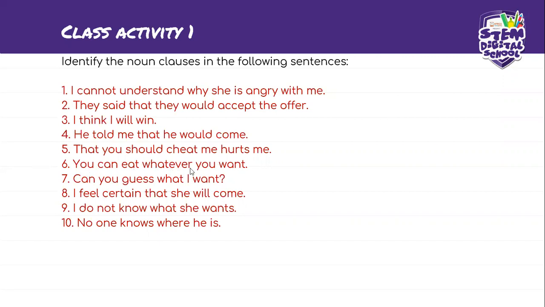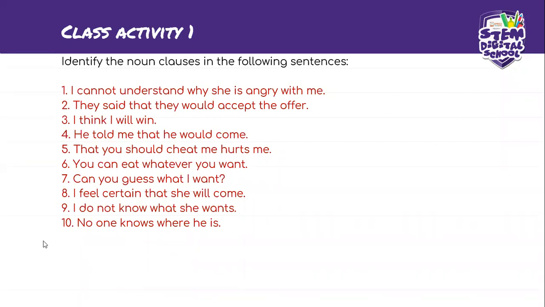You can eat whatever you want. Number 6, you can eat whatever you want. Can you answer that one for us? What is the noun clause there? I think it's whatever you want. Yes, that's correct.